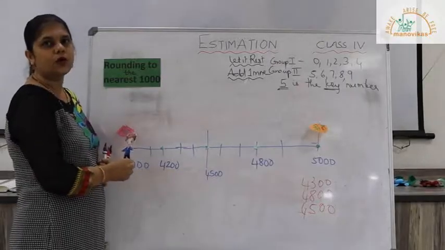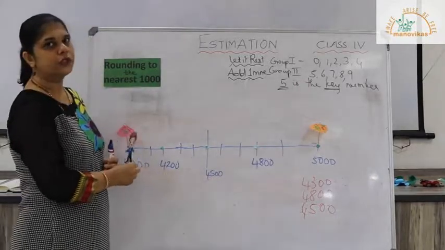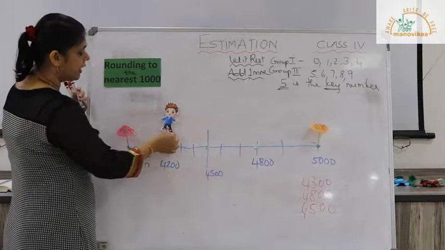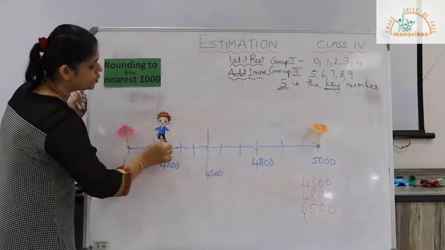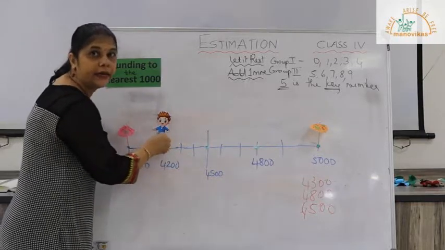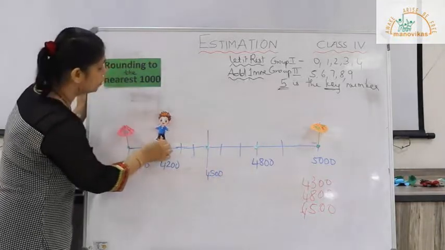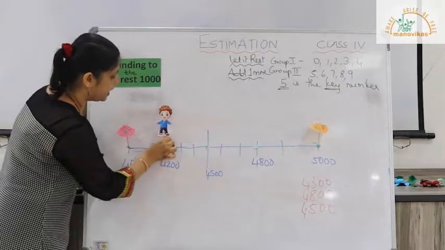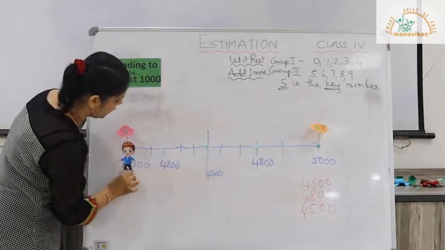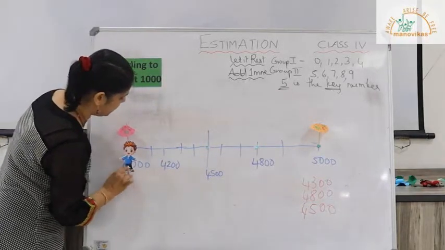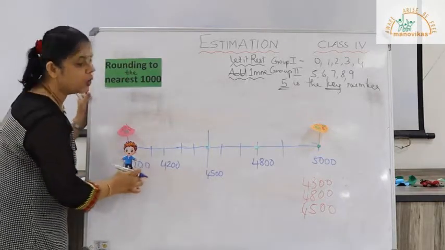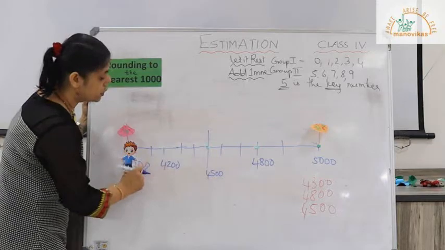To explain this concept, I will tell you one more story. Now Raju was going to school, and when he reached number 4200, it started to rain. So again, Raju looked to this side and he looked on the other side. He found that the umbrella on number 4000 was the closest to him. So he ran and stood under the umbrella which was on number 4000.